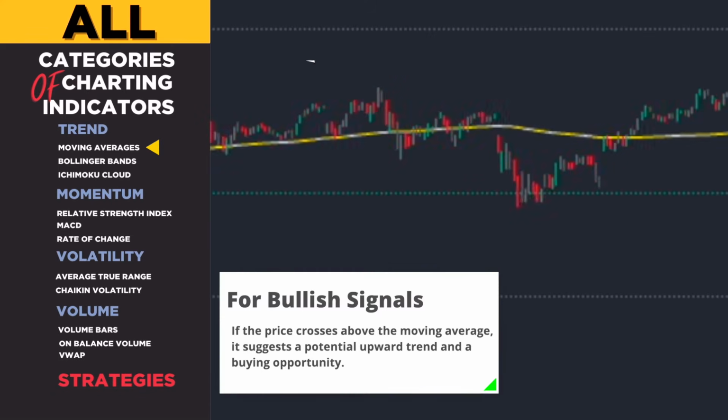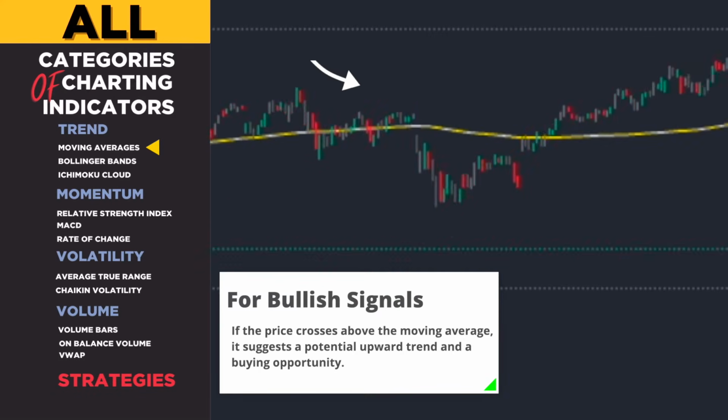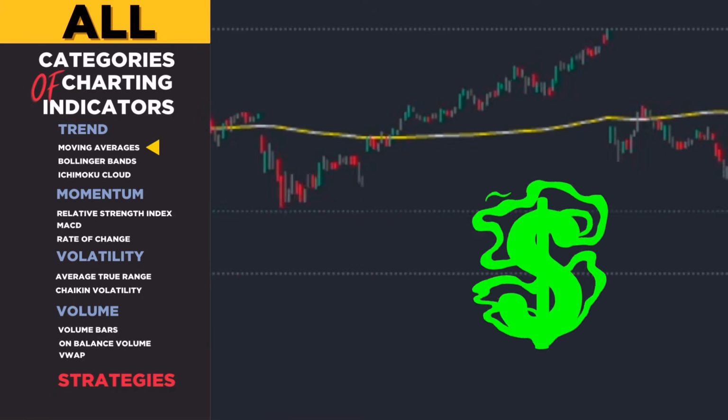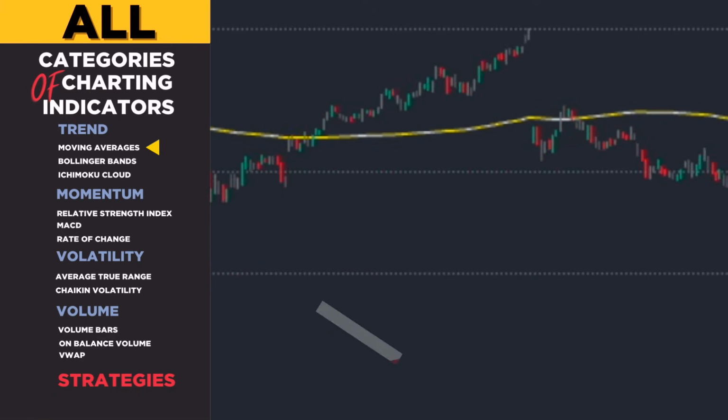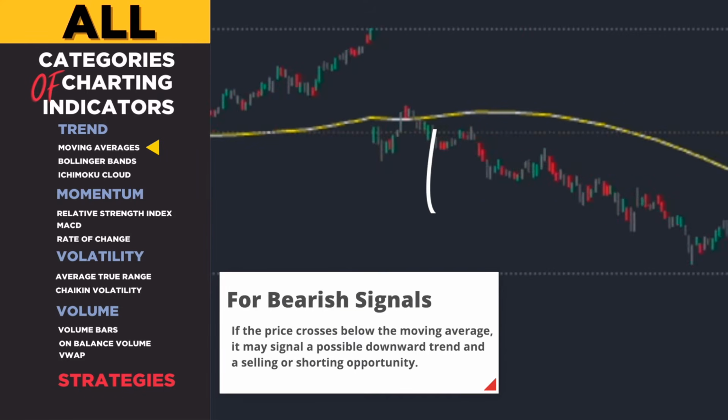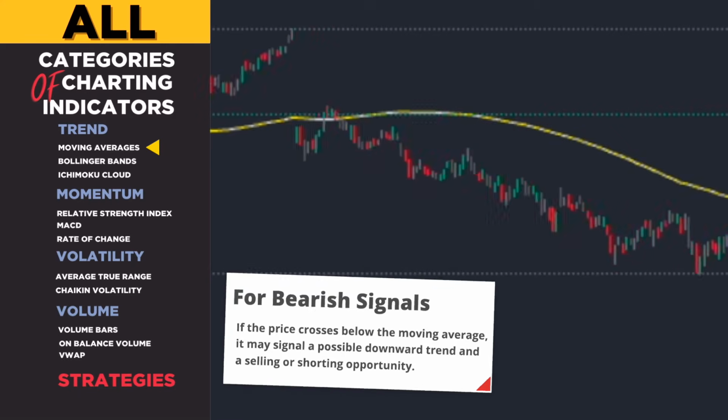Using the moving averages, if the price crosses above the moving average, then that suggests a potential uptrend, a buying opportunity. On the opposite, if the price crosses below the moving average, then it may signal a possible downtrend and a selling or shorting opportunity.